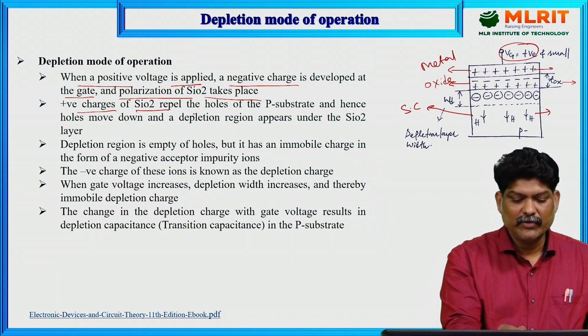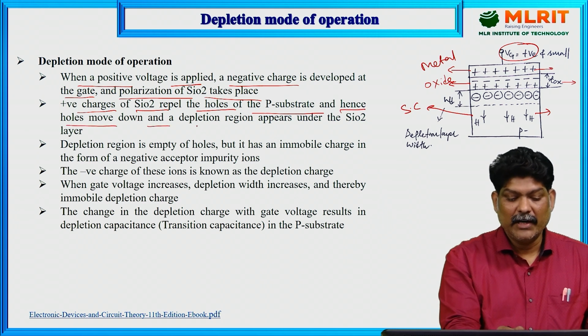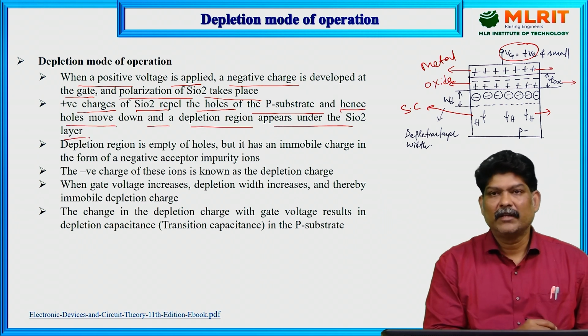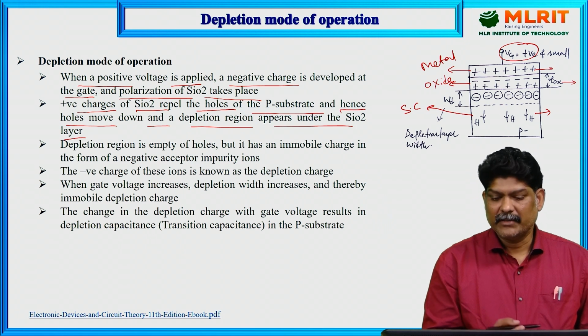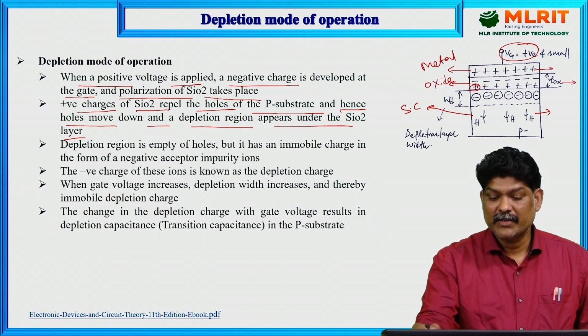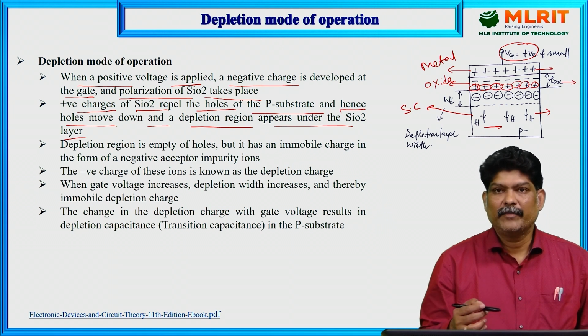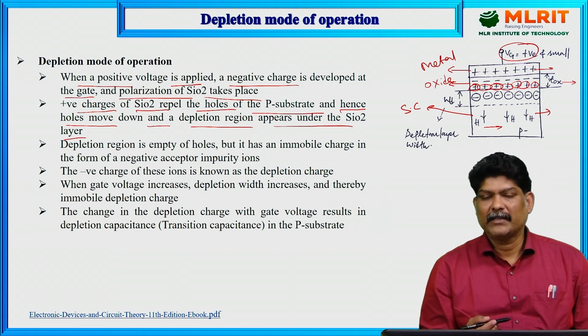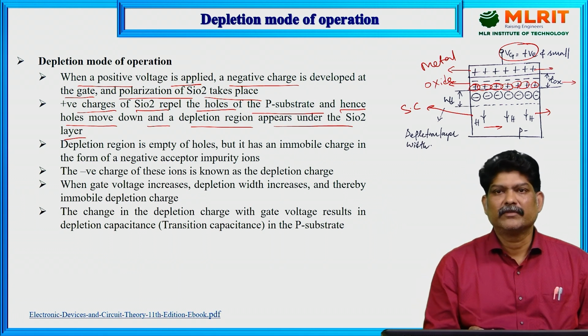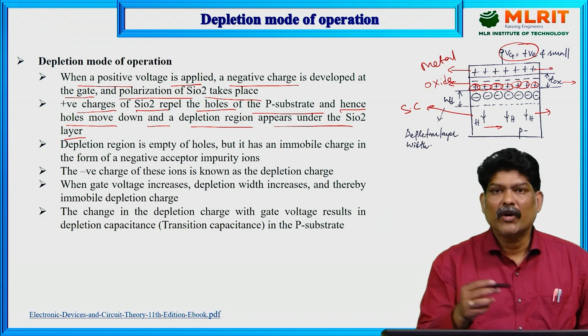Positive charges of SiO2 repel the holes of the P substrate, and hence holes move down and a depletion region appears under the SiO2 layer. As we know, like poles repel each other. So these are the positive charges of SiO2. These positive charges of SiO2 repel the positive holes in the P substrate. The lower layer is the P substrate. The majority charge carriers of the P layer are holes, which are positive, so they get repelled by the positive charges in the oxide layer.